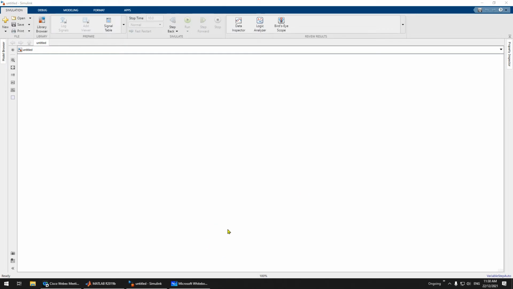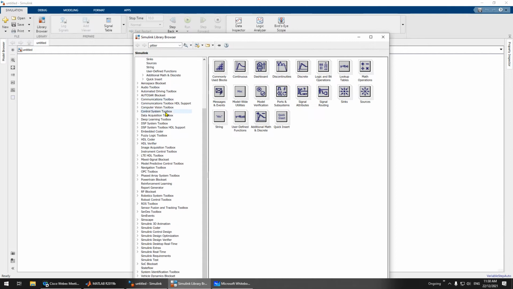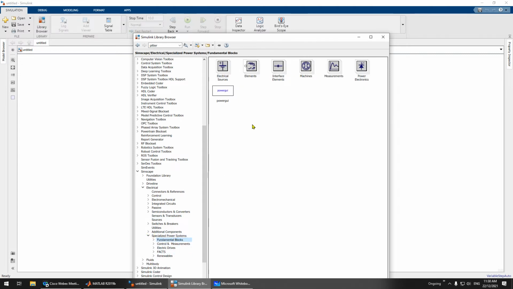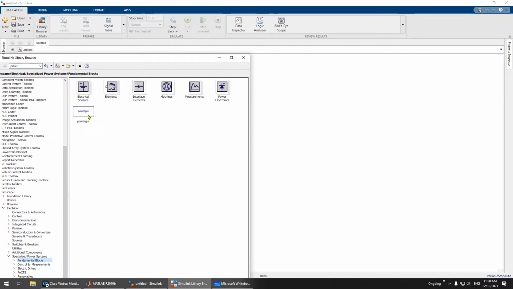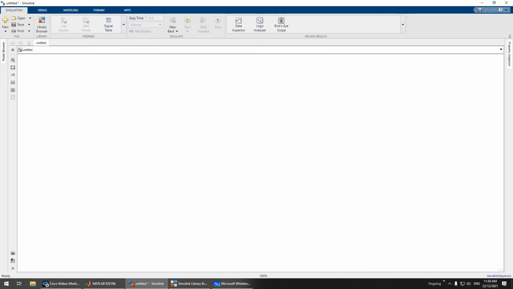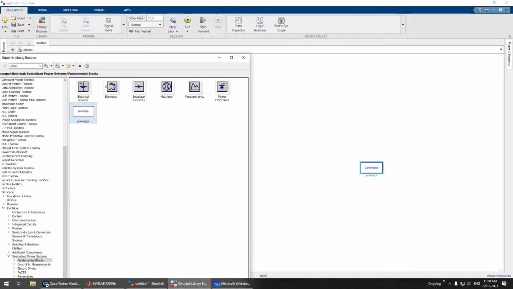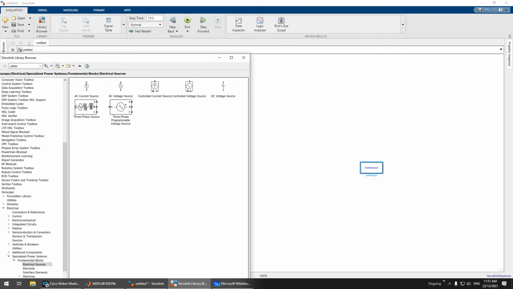Okay, so we continue with the Simulink. For this one, I use the power library. So Simulink, Simscape, Electrical, Specialized, Fundamental Blocks. So I use the power library. Of course, you need to have a power guide. Okay, and then you need to have the source.